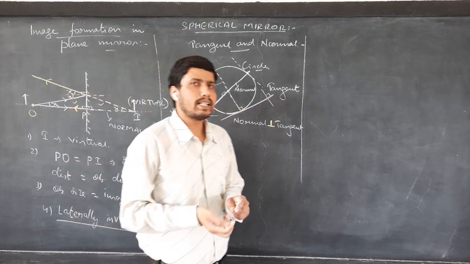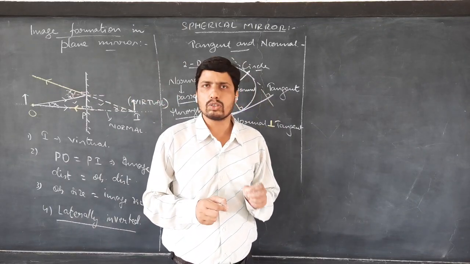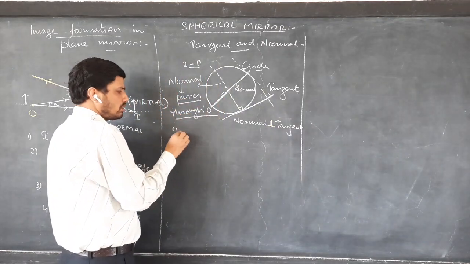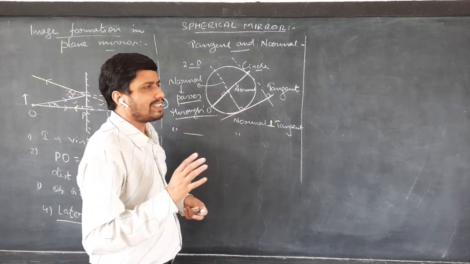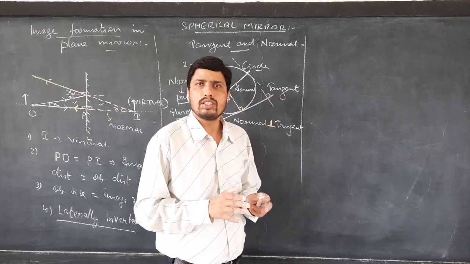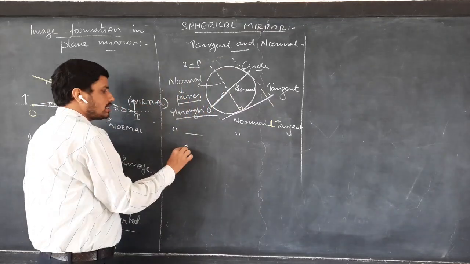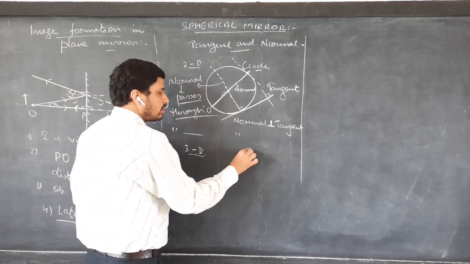So for a circle at any point, if you draw a normal, that normal will pass through the center. Normal will always pass through the center. So you can write that in bold letters in your notebook. In a circle, normal passes through center, normal through any point. Same thing we can extend from two dimensions to three dimensions. Instead of a circle, now we will have a sphere.